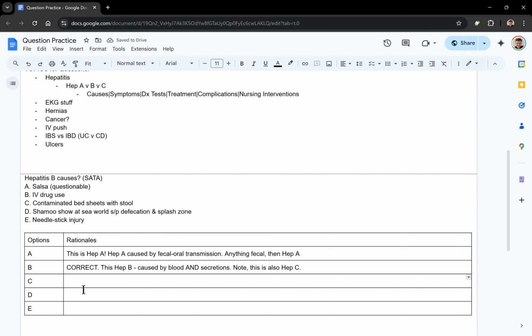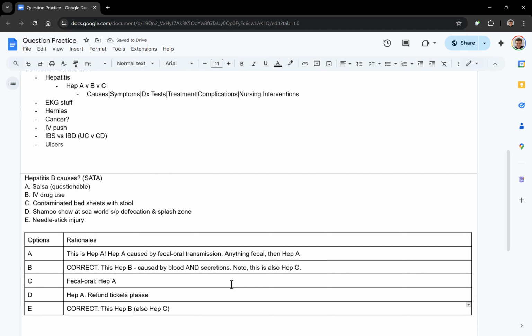All right. So then contaminated bed sheets with stool. That's Hep A, right? So that's fecal-oral. Hep A, right? And then D, Hep A. Okay. And then option E, needle stick injury. Correct. That is correct, right? So this is Hep B, also Hep B, C. Right? Does that make sense?